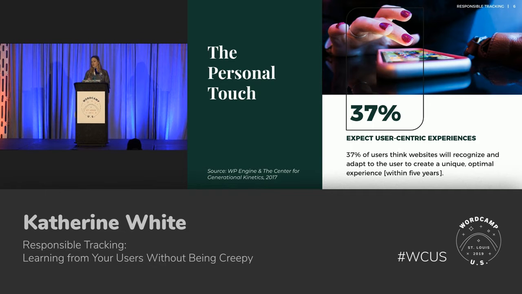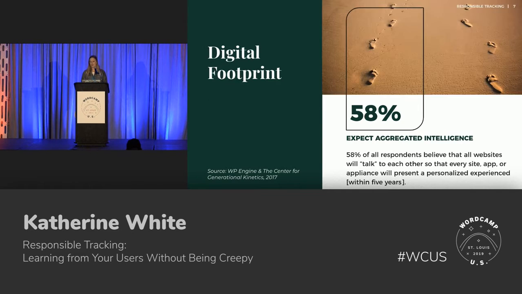37% of users expect a user-centric experience on your site. So they think that websites are going to recognize and adapt to them and create an optimized experience that is tailored to them within the next 5 years. Along the same lines, the concept of a universal ID in users' minds is now a very real one. So this idea that within 5 years, at every level, a person will have an online footprint that is known across the web and is used to tailor sites to your unique needs and preferences.